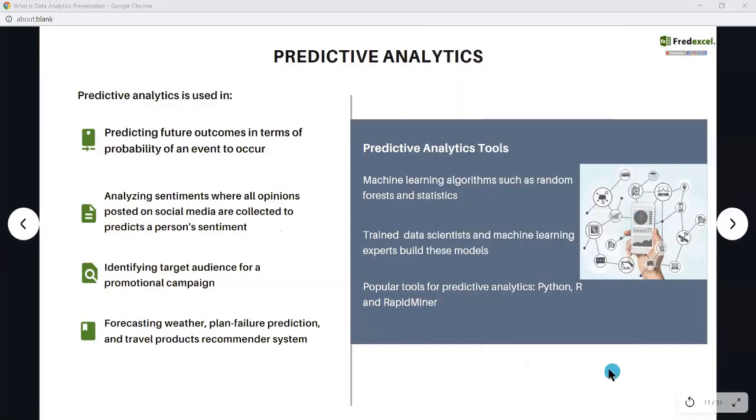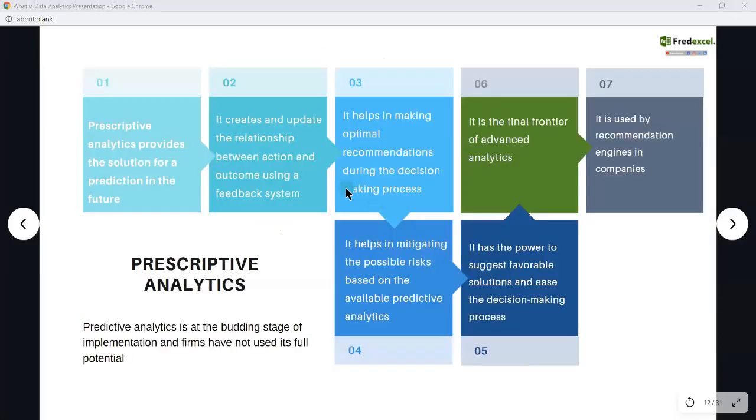Okay, so let's move on to our next item, which has to do with the processes. That's prescriptive analytics. That is the fourth one. So prescriptive analytics provides the solution for a prediction in the future. It creates and updates the relationship between action and outcome using the feedback system. And it also helps in making optimal recommendations during the decision-making process. It is the final frontier of advanced analytics.